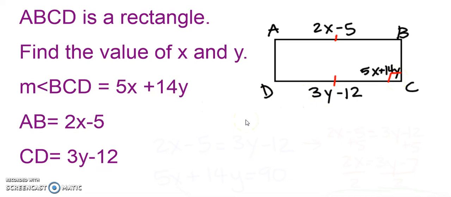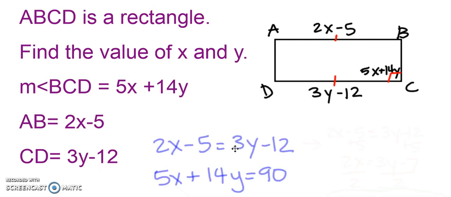So because we have two variables in this problem, we're going to have to set up two different equations. And that's what I've done here. I have two equations to solve for two variables. So I set 2x minus 5 equal to 3y minus 12 because I know those two sides are congruent. And my second equation, I set 5x plus 14y equal to 90 because I know this angle right here is a 90-degree angle on a rectangle.